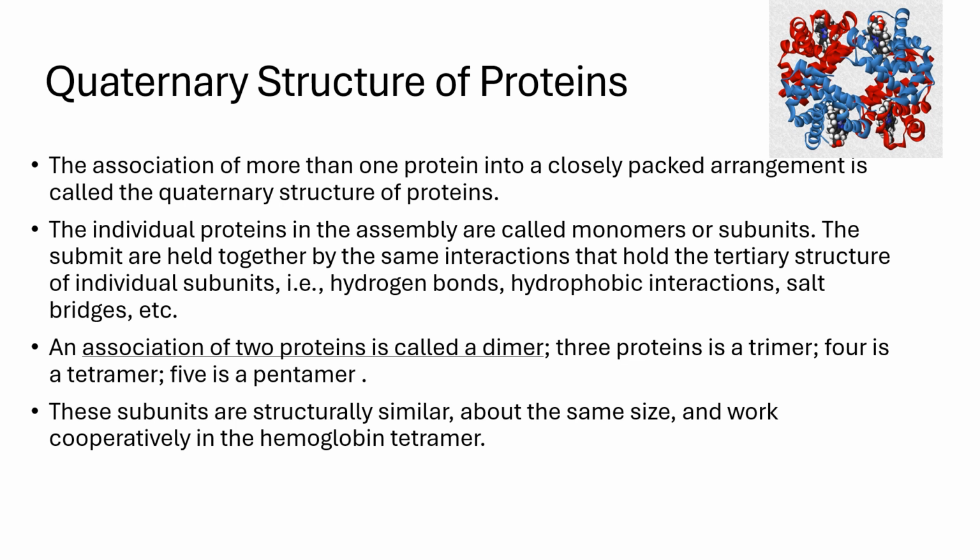An association of two proteins is called a dimer. So if there is an association of two proteins, they are called dimers. Three proteins is a trimer, four is a tetramer, five is a pentamer. All right. These subunits are structurally similar, about the same size, and work cooperatively in the hemoglobin tetramer.